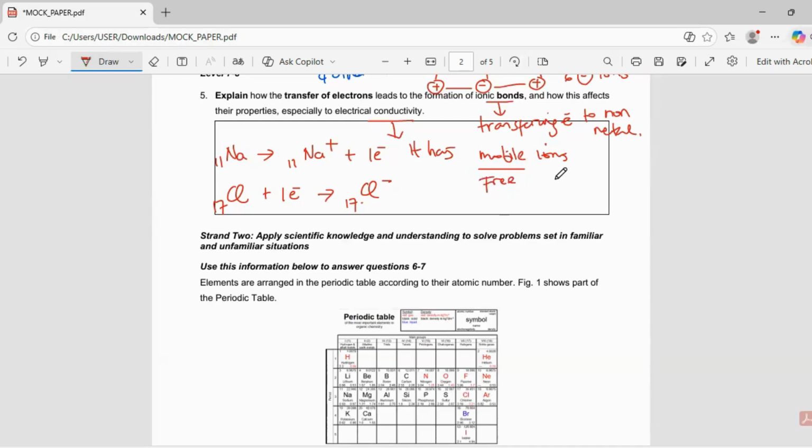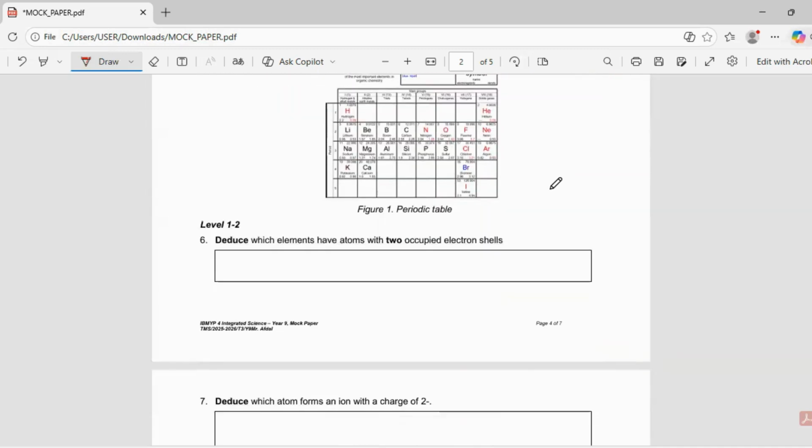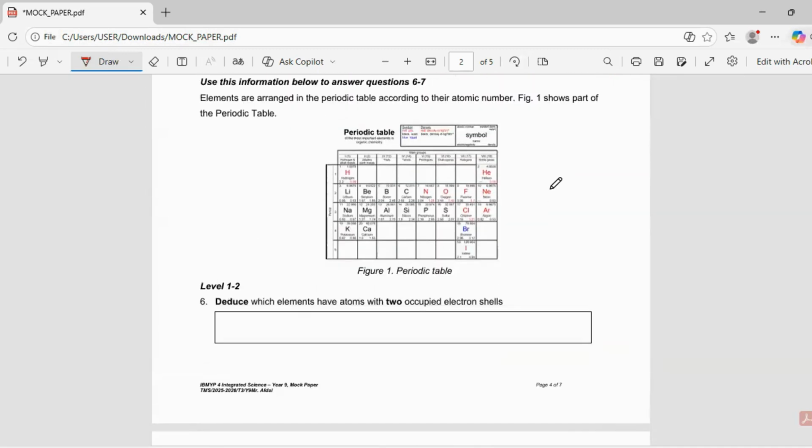This free ion is the reason why ionic bonding can conduct electricity. That's for number 5. Next, for number 6. The question here is a bit general: which element has an atom with two occupied electron shells?